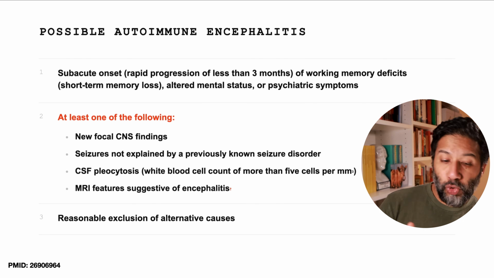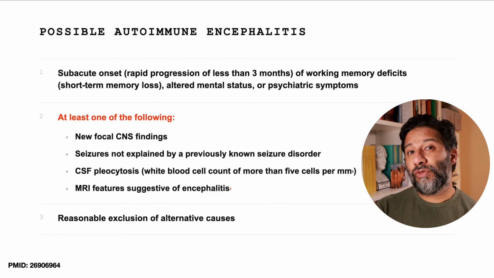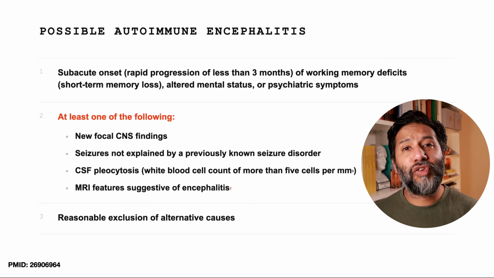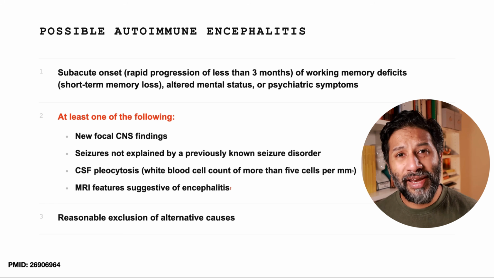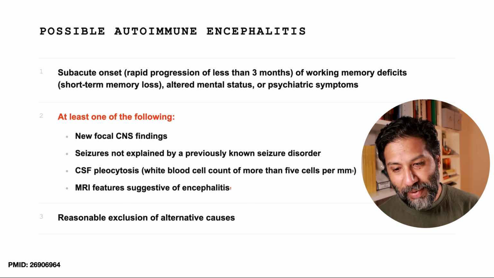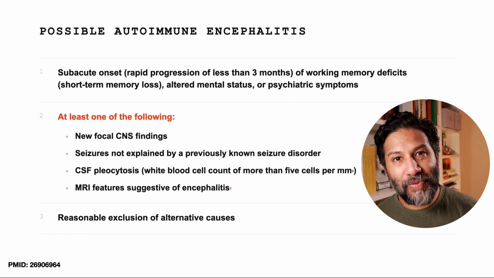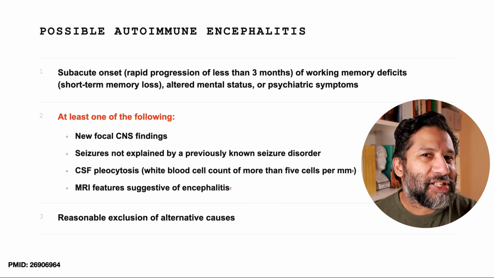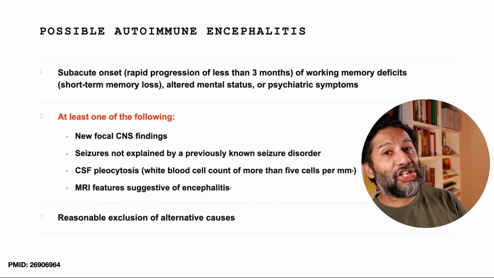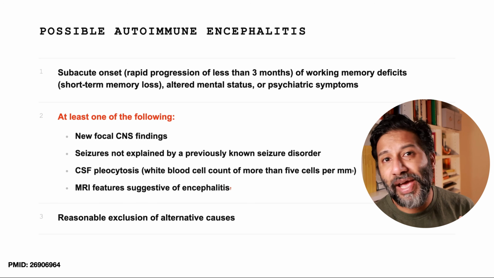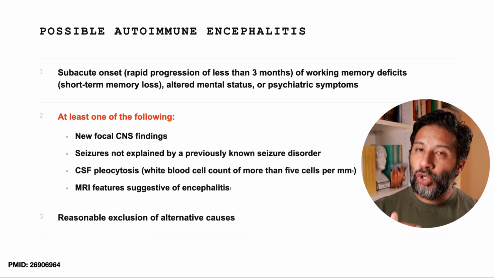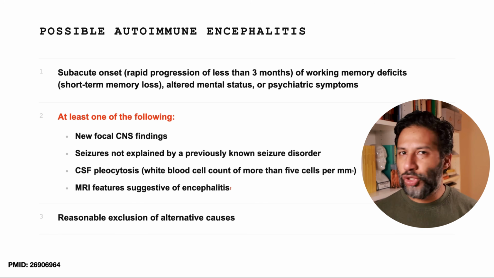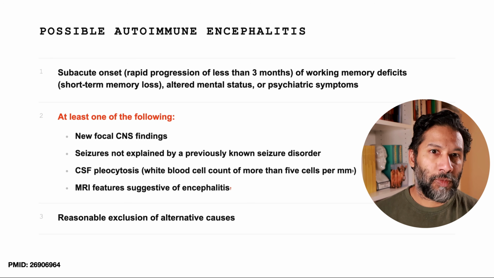And this is the most important aspect. We want to exclude alternative causes. If somebody has come in and they've overdosed on every single medication known to man, and they're out of it, they've got altered mental status, they've dropped their GCS, and they've got seizures, well, that is not going to be an autoimmune encephalitis, because you've just taken the history that they've overdosed on every medication known to man. So you need to exclude other causes first. Don't just presume straight away that this is an autoimmune encephalitis.